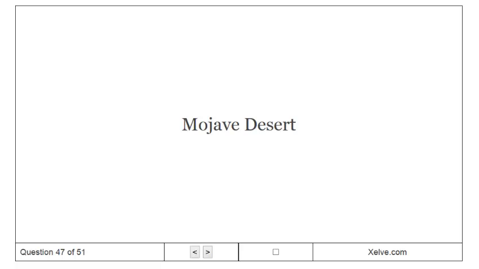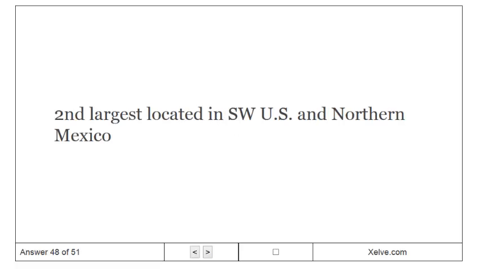Mojave Desert. Located in southeast California. Chihuahua Desert. Second largest, located in the southwest U.S. and northern Mexico.